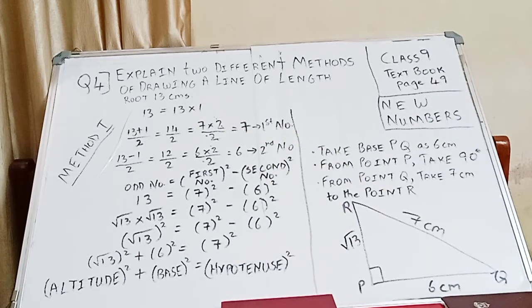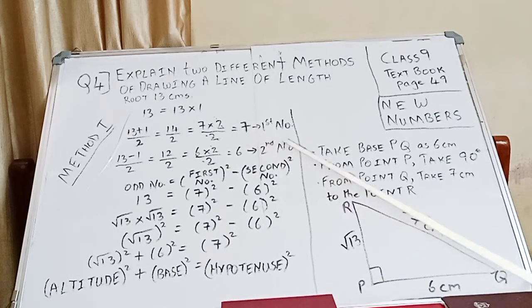If you have seen the previous videos, any odd number we can write in this form, 13 into 1, that is the odd number. We can write 13 into 1 is equal to 13 itself. Then we take these two numbers, 13 and 1. 13 plus 1 divided by 2, we'll get 14 in the numerator and denominator 2. 14 can be written as 7 into 2, and this 2 in the numerator and the 2 in the denominator will get cancelled, and we'll get the number as 7.